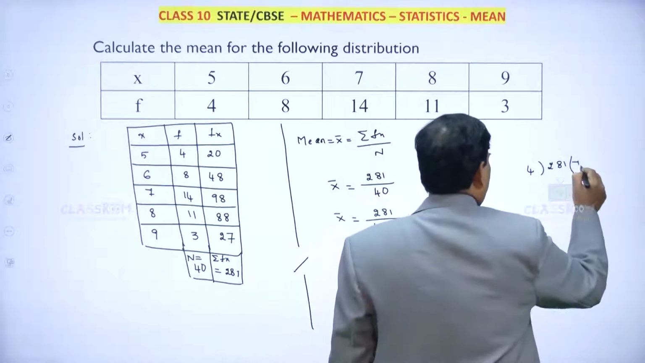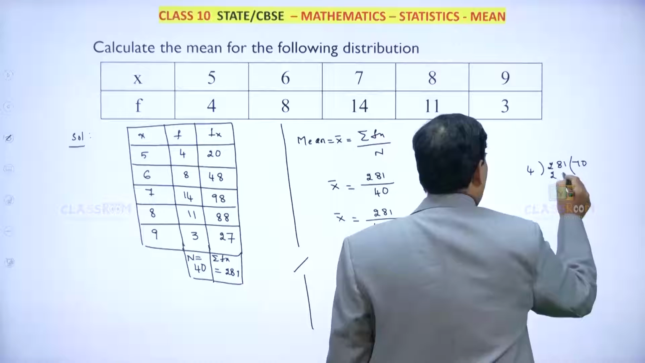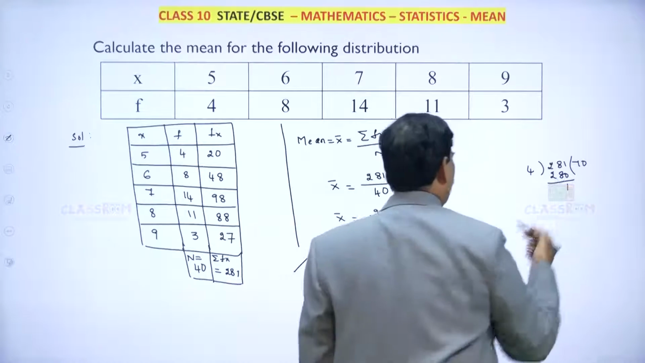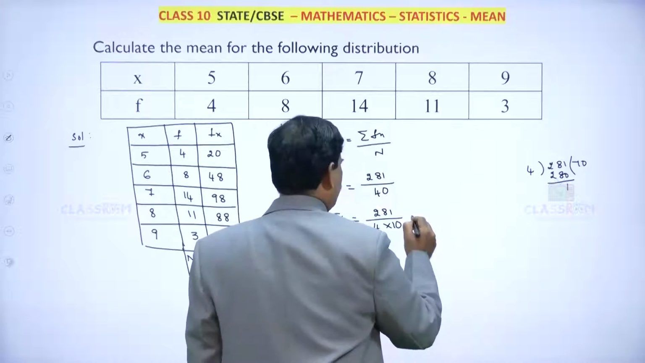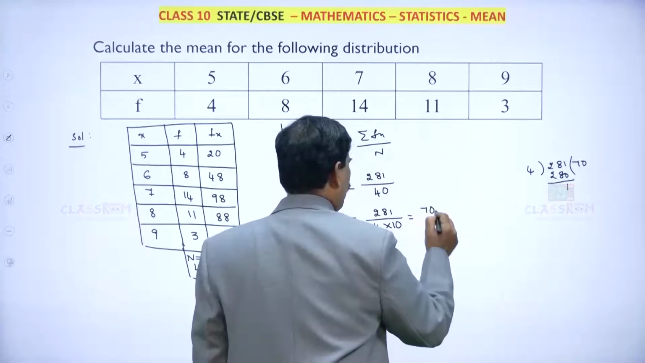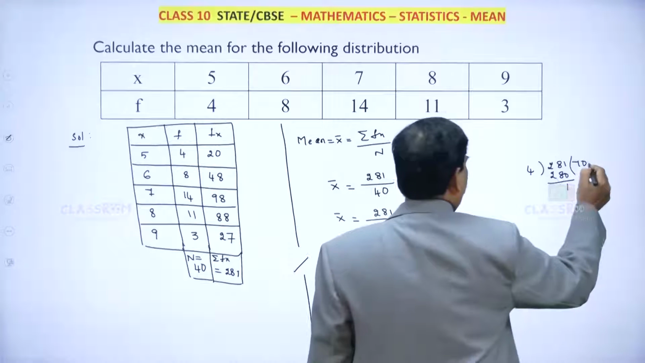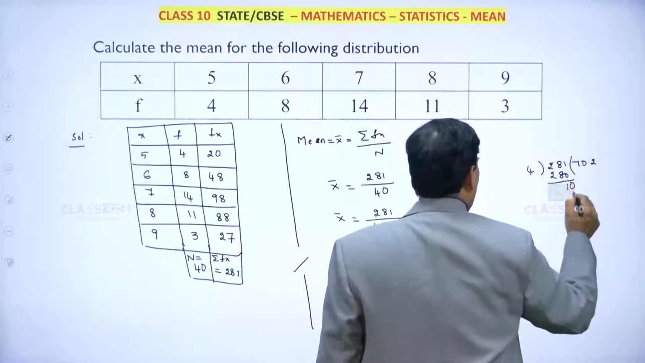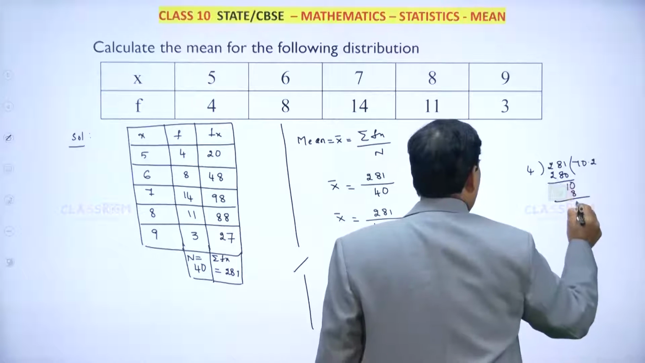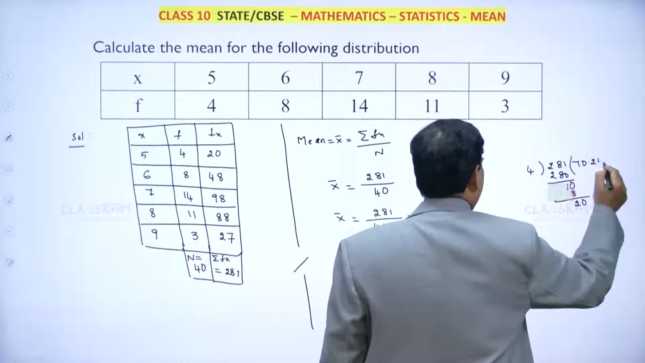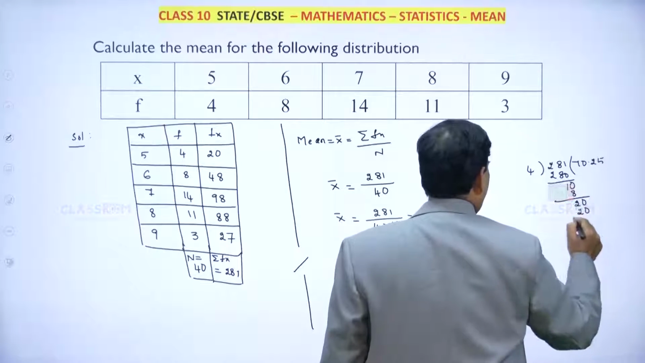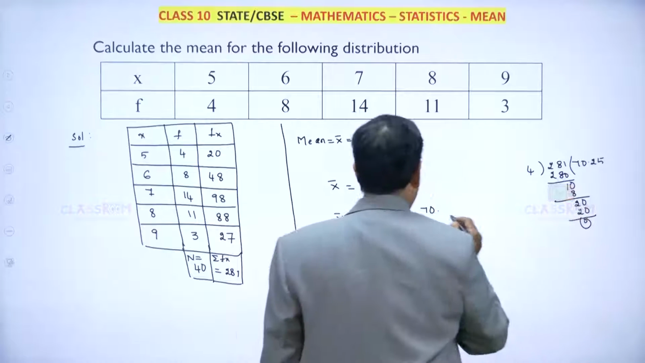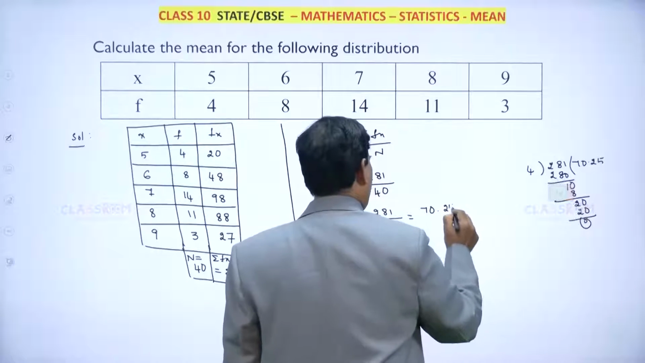So for 7 days it is 280. It's clear. So left with 1. So this is 70 point, I'm keeping a point here, 0. 4 2s are 8, 20, 5. So 70.25 by 10.